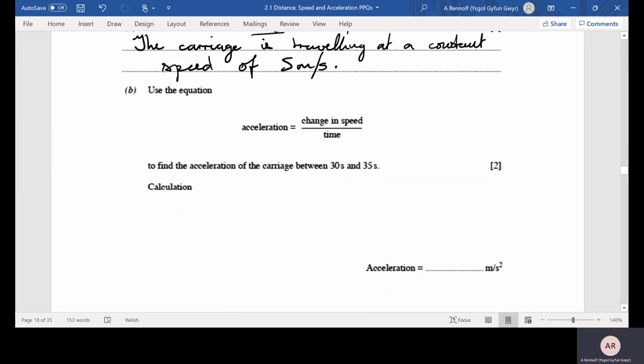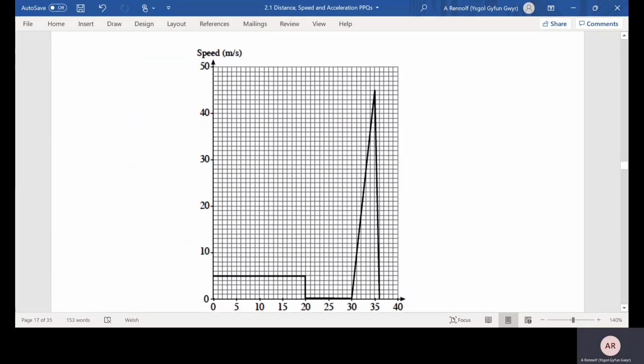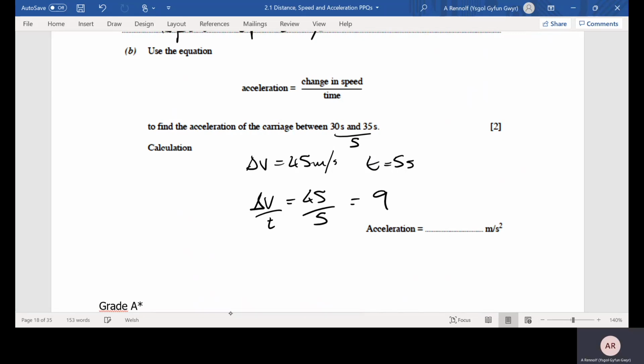Use the equation, acceleration is change in speed over time, to find the acceleration of the carriage between 30 and 35 seconds. Well, we've got our time period there, it's a 5-second interval. Between 30 and 35, we're accelerating up to 45 meters per second. So our change in speed is 45. Our time is 5 seconds. So meters per second is the unit for our change in speed. And so delta V over T, 45 over 5 is 9. We've got an acceleration of 9 meters per second squared there.